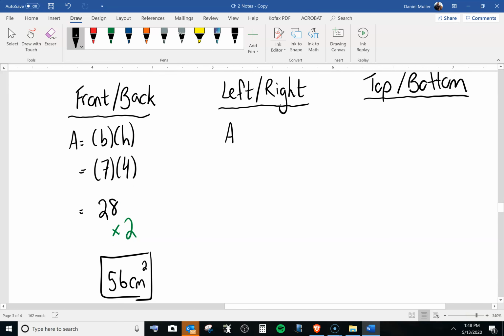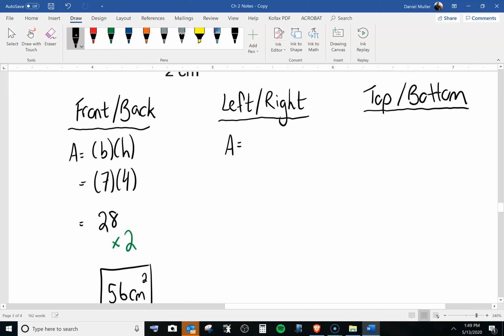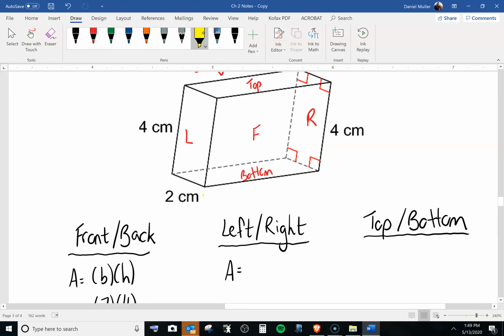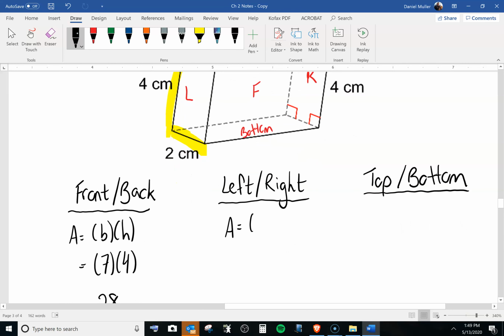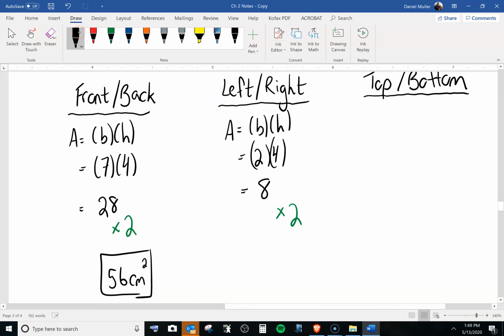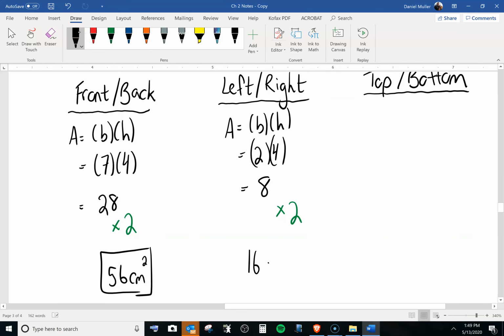Now we're going to do left and right. So what shape is the left side? So the left side here is base times height. It's a rectangle, so base times height. And the base is 2, and the height is 4, which is going to be 8. Now the right side is the same, so again, we're going to double that. So we get 16 centimeters squared. So that's our left and that's our right.